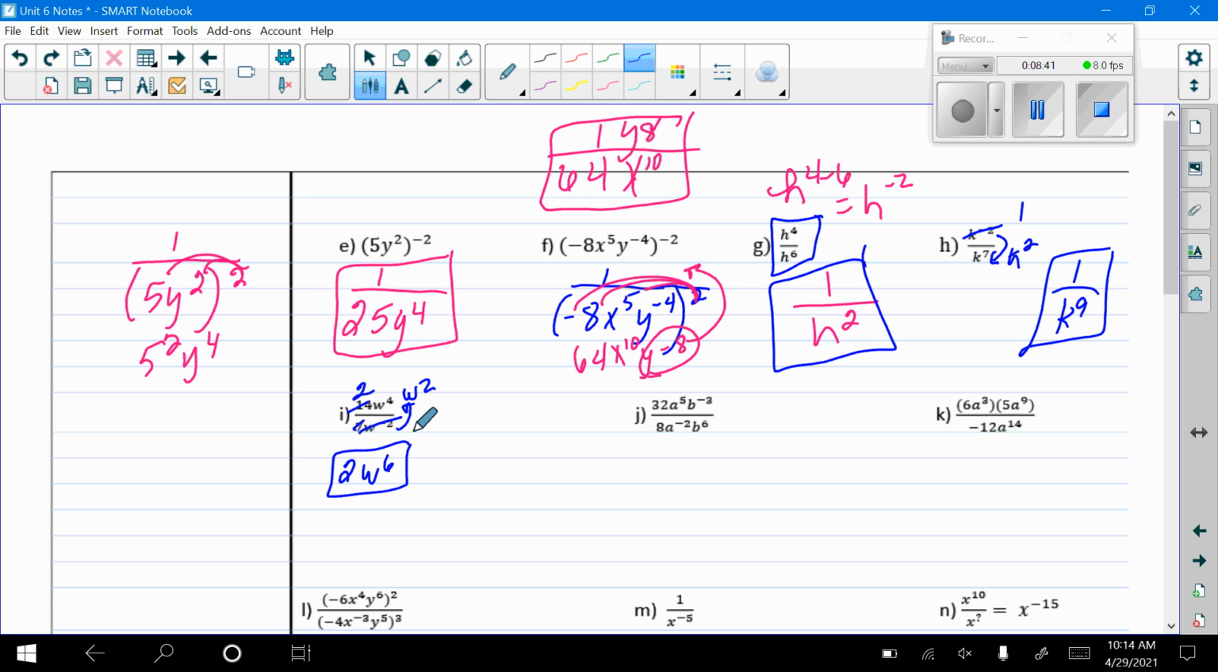On j, I'm going to reduce that fraction. So 32 divided by 8 is 4. The a is going to come up top here, so a squared with that a to the 5th. So now I have 4a to the 7th. This b goes to the bottom, b to the, I believe that's a 3. Let me double check that. Yep, 3. So I end up with b to the 3rd down there. So b to the 6th and b to the 3rd gives me b to the 9th.